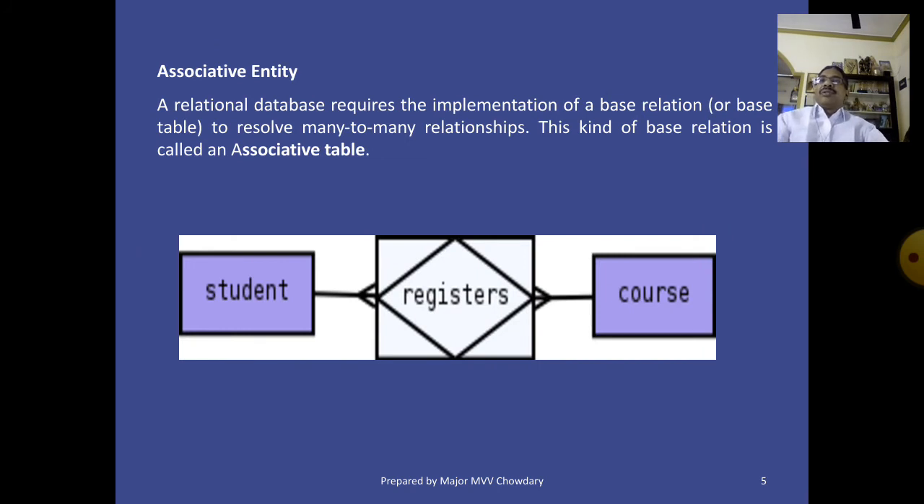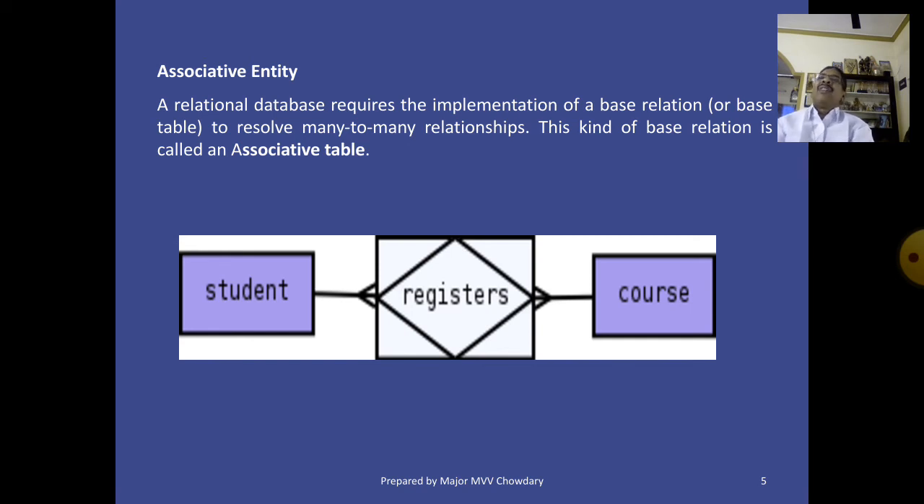Two more entity types are there. Recursive entity, also called self-referential relationship entity. It is an entity type with a foreign key referencing the same table or itself. Recursive entity types occur in a unary relationship.